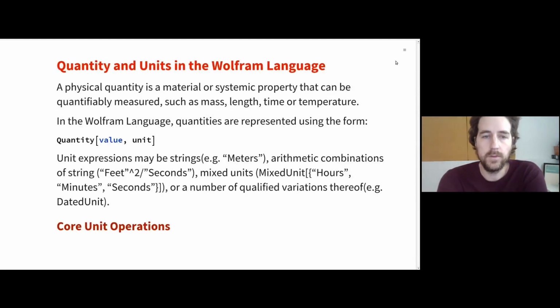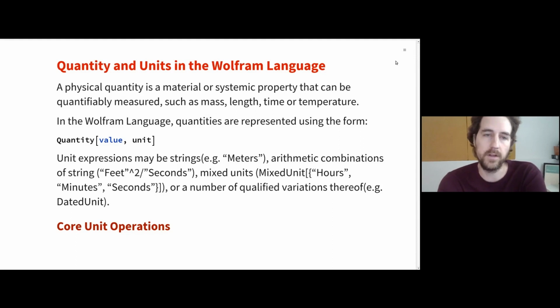So I will assume most people here are at least vaguely familiar with the quantity and units framework, but as a brief primer, a physical quantity as a concept is basically a material or systemic property that's quantifiable in some way. So we can measure it, such as the mass of an object, the length of an object, the time taken over a duration, or ambient temperature, change in temperature.